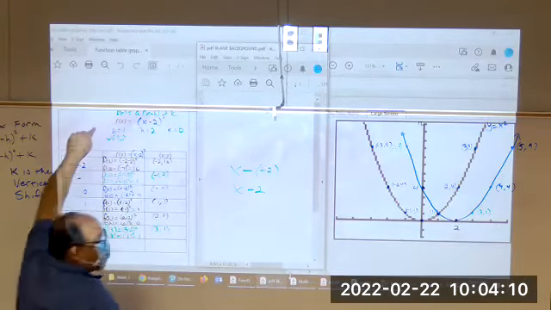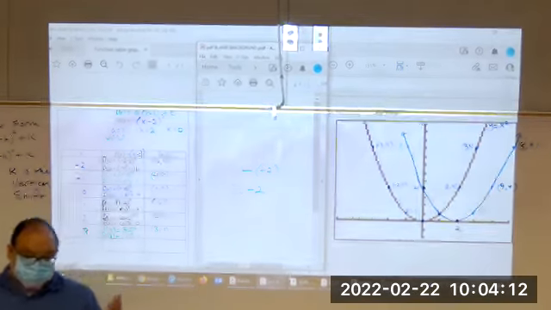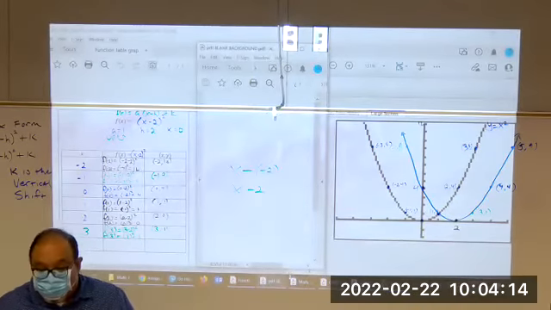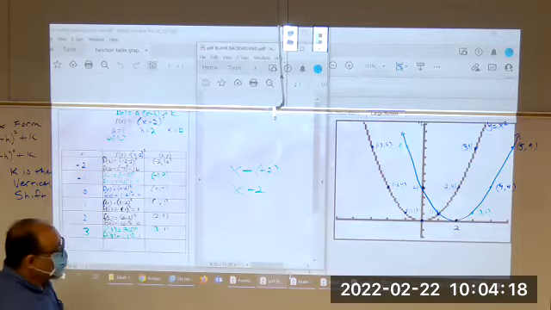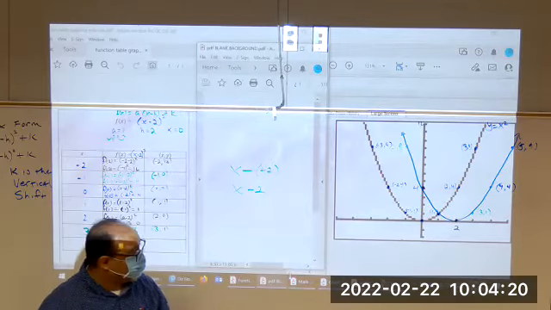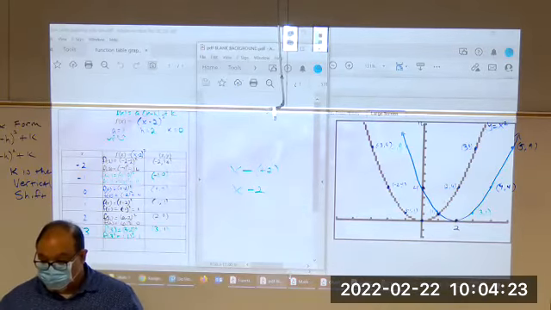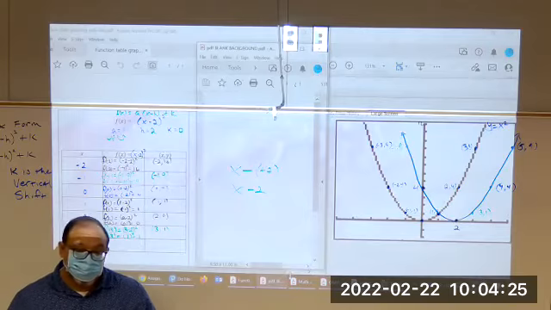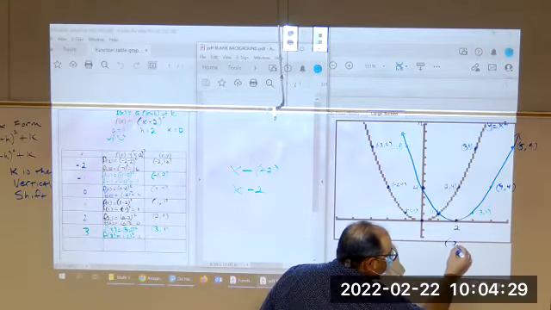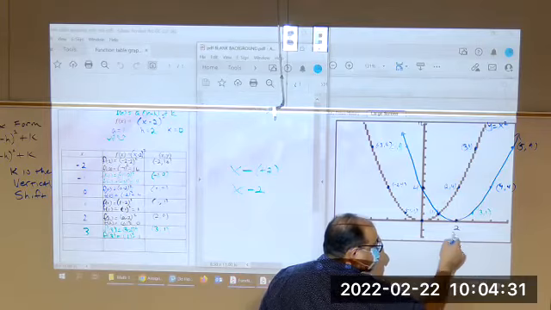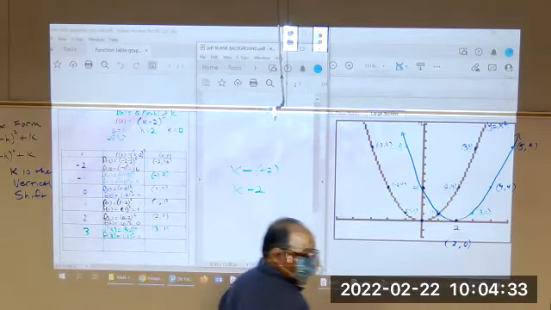Now, A was a 1, so it's the one up and it's the same normal width as the regular parent. Same width, same normal, okay? And that doesn't change with our parent. K was a 0. H was a positive 2. Look where the vertex is. The vertex is right there at X is 2 and Y is 0.